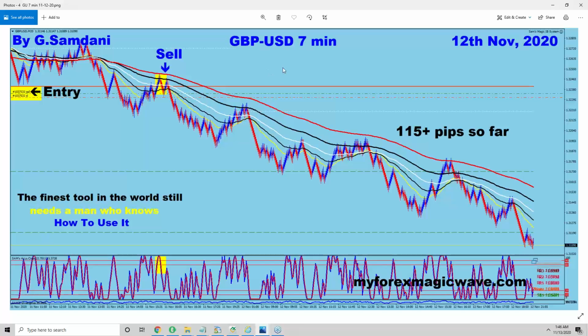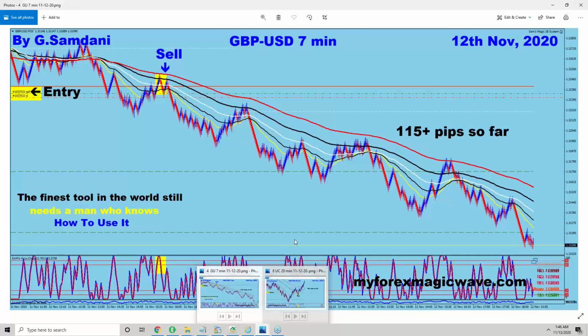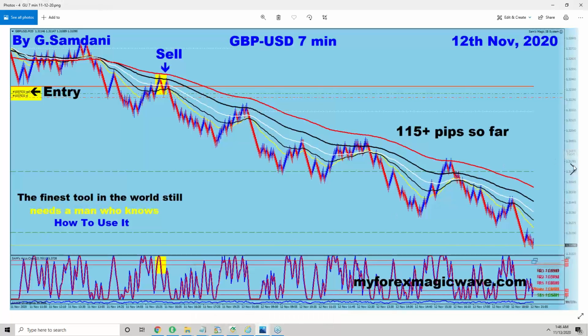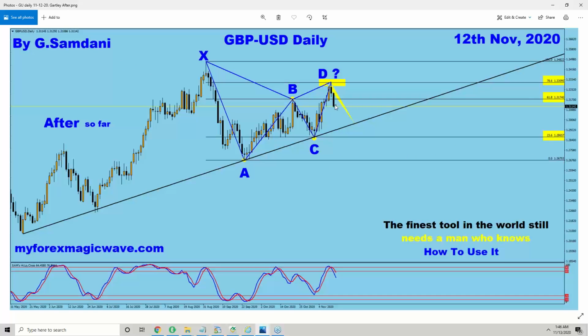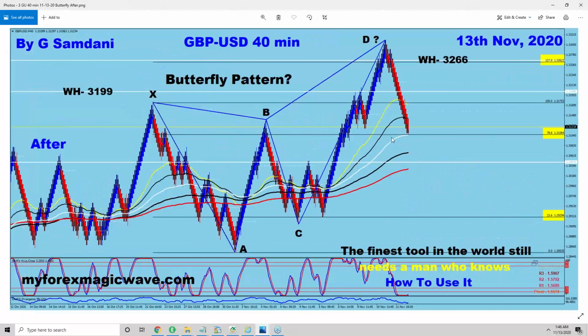Beautiful entries come in, and let me show you. By the way, this is what happened on the daily chart. See, from here to here. And you saw that 40-minute chart so far from here to here. And more to come, more to come. These patterns, they go down a lot. But obviously, they're not going to go down 300, 400 pips a day. So every day, a little by little.